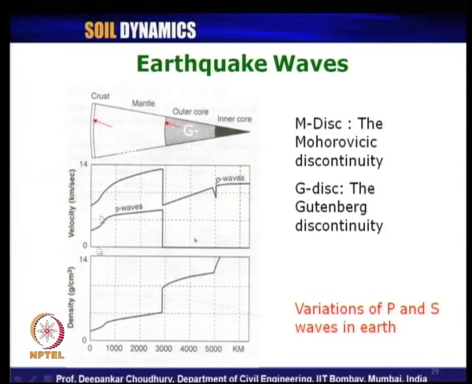And how does the earth's interior density vary? As I was saying, from crust to mantle the density keeps on increasing. These are the typical values of density in gram per centimeter cube from the earth's crust to the mantle, and then the outer core and inner core.